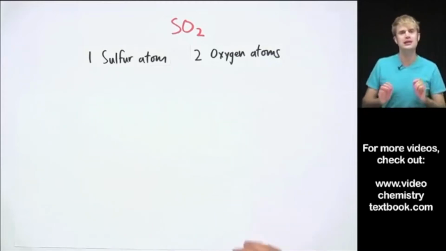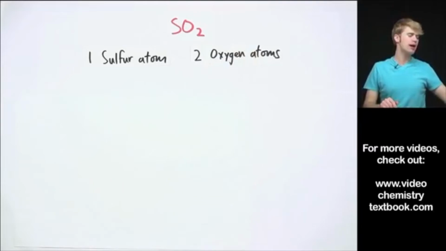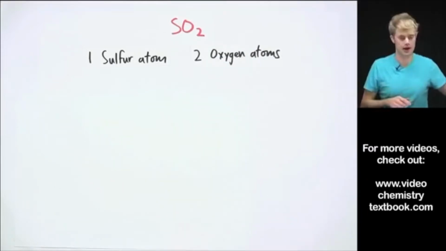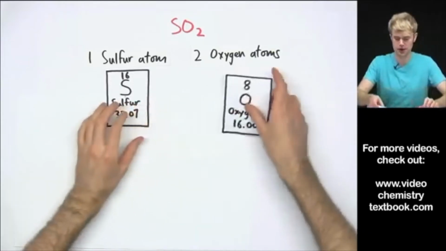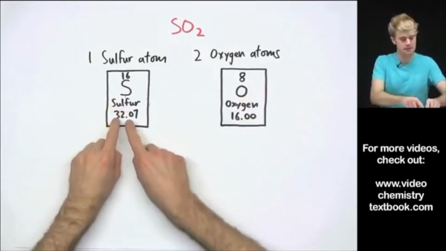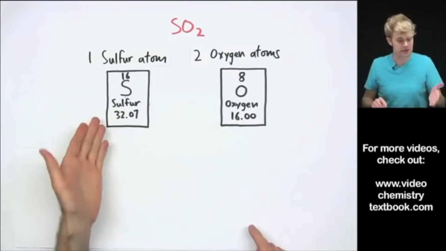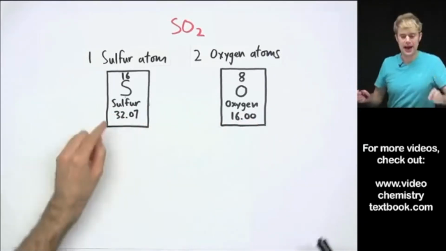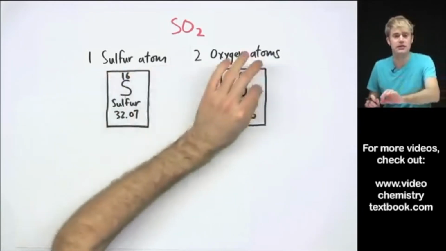Now, we need to figure out how much sulfur atoms and how much oxygen atoms weigh. And we can do that from the periodic table. So we look up sulfur and oxygen on the periodic table, and this is what we find. And these numbers here are how much these various atoms weigh. So now we add these together, keeping in mind how many of each atom we have.